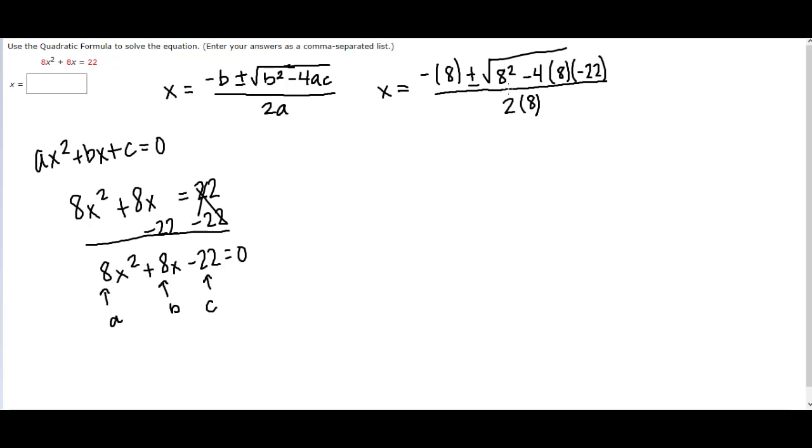Alright, so you see so far it's just been a simple substitution of a, b, and c: 8, 8, and negative 22. Alright, so we're going to take this and continue to work with it.